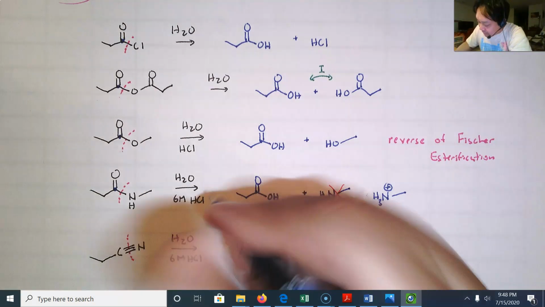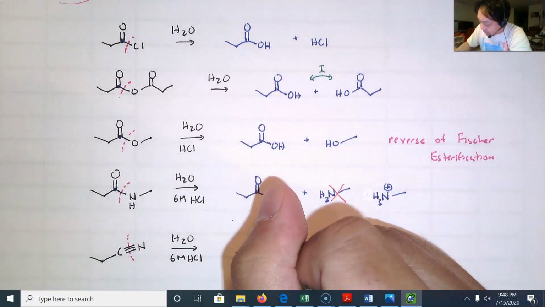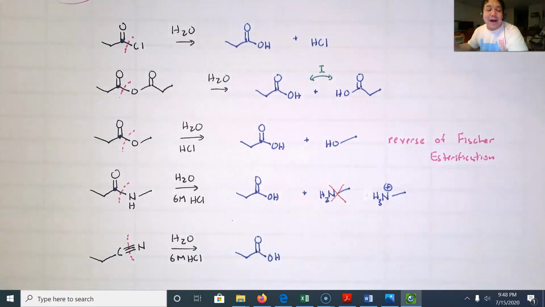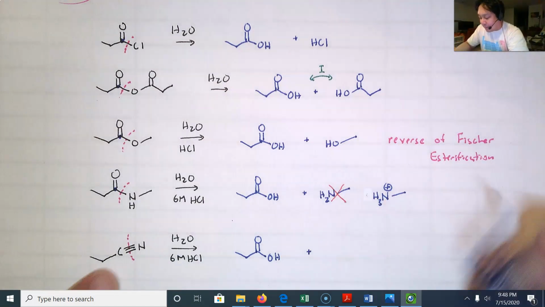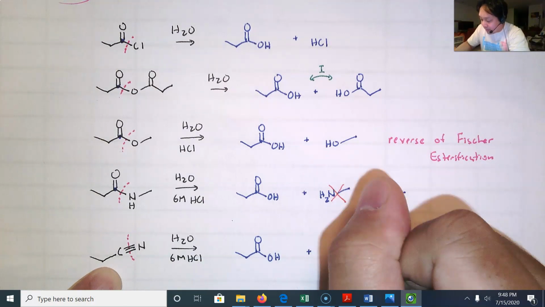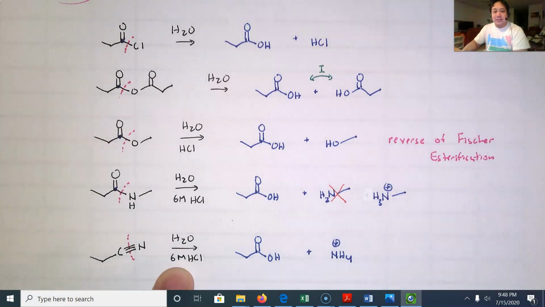I'm not going to do the mechanism unless I have a lot of time at the end of this reaction. You have 3 carbons, 1, 2, 3. You can hydrolyze a nitrile into the carboxylic acid. And what was the leaving group? The leaving group is actually NH4 now. It's a protonated amine, in this case ammonia, because we're under acidic conditions.